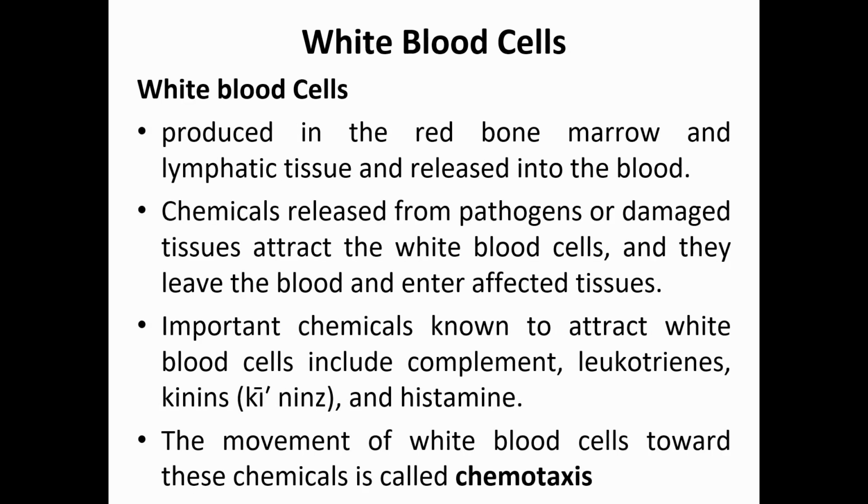So you also have your white blood cells. These are produced in the red bone marrow and the lymphatic tissue and released into the blood. Chemicals released from the pathogens or damaged tissues attract these white blood cells and they leave the blood and enter the affected tissues. Important chemicals known to attract white blood cells include the complement, your leukotrienes, your kinins, and your histamines. The movement of white blood cells towards these chemicals is called chemotaxis.